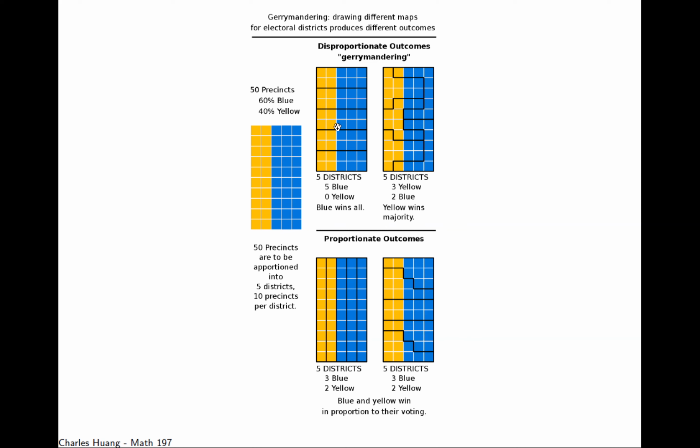But you'll notice we can also draw our boundaries so that only blue wins, or we can have yellow win more than their share, right? Yellow wins 3 over 2 for blue.